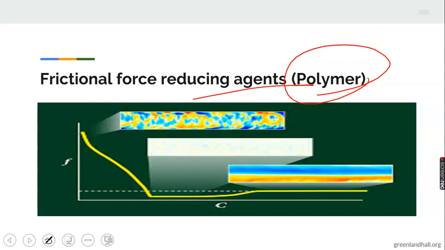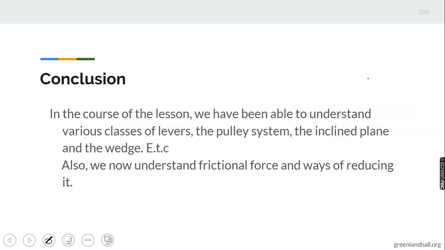Now, let's round up by looking at what we have studied so far. In conclusion, in the course of the lesson, we have been able to understand various classes of lever. We said we have first class lever, second class, and third class, based on the position of the load, the fulcrum, and the effort. It is those three factors that determine the types of lever.